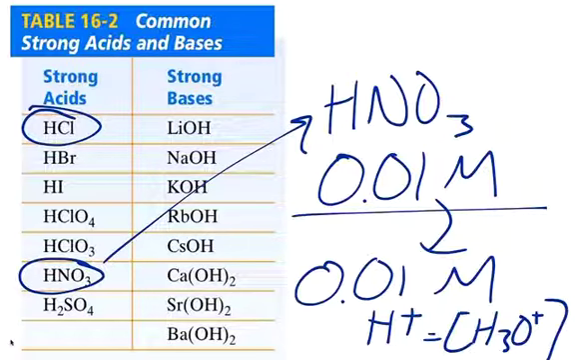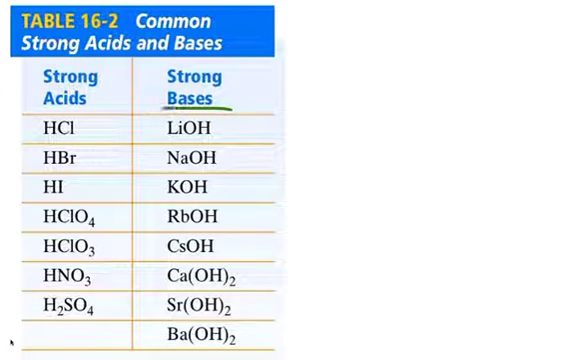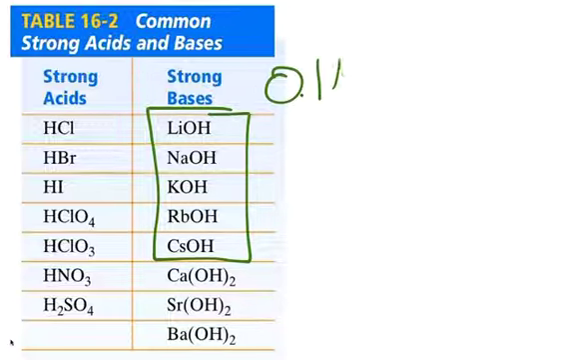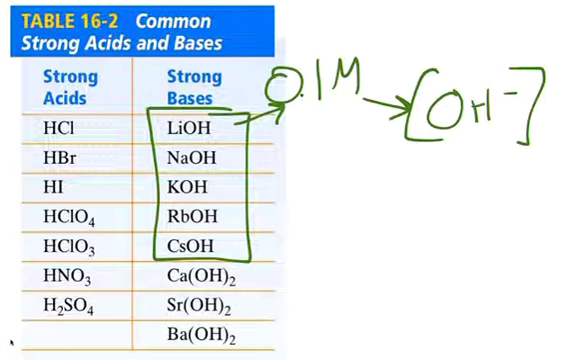The other thing we need to know is, if we look at these, we have strong bases here that all have hydroxide. That works the same way. If I have a 0.1 molar solution of lithium hydroxide, I have a 0.1 molar solution of hydroxide ions in solution. Where this changes, though, is if we have something like calcium hydroxide.